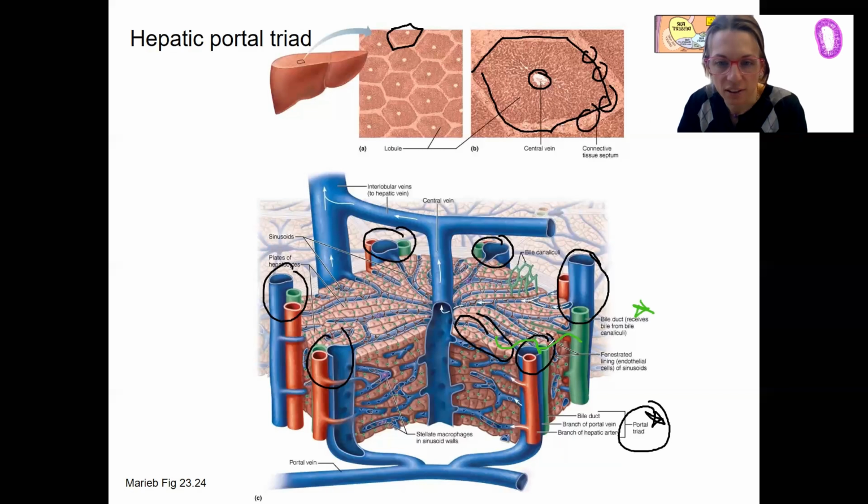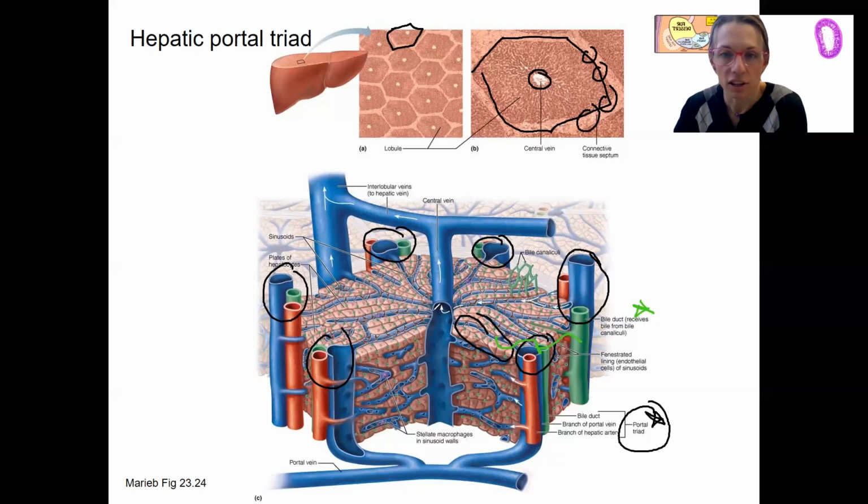The point here is that this triad has all three things the hepatocytes need to have near them: a place to put the bile, a place to receive oxygen, and a place to receive, in that portal system, the nutrients, toxins, everything that's coming from the digestive tract.